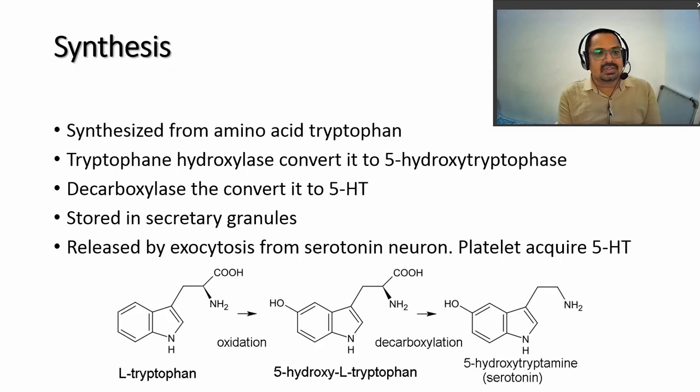As far as the synthesis of 5-hydroxytryptamine is concerned, it is synthesized from the amino acid tryptophan. Tryptophan is hydroxylated and converted to 5-hydroxytryptophan. So first, by the oxidation process, tryptophan is converted into 5-hydroxytryptophan. Then in the second phase it is decarboxylated and converted into 5-HT, that is serotonin, stored in the secretory granules and then released by exocytosis from the serotonin neurons, and platelets acquire this 5-HT.